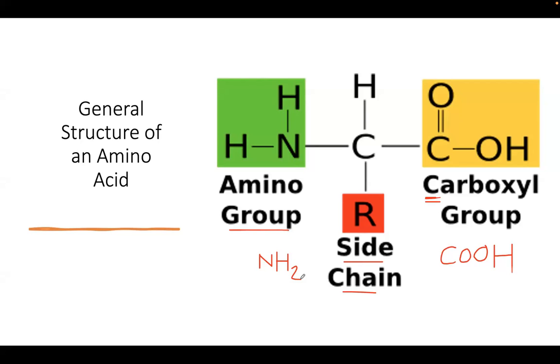Now, question. What will determine the classification of an amino acid? Is it the amino group? Is it the carboxyl group? Or is it the side chain? Okay, very good. It is the side chain which determines the classification of an amino acid.